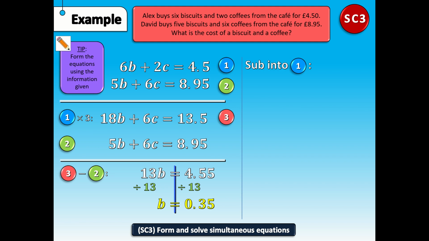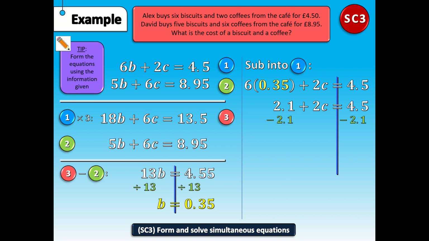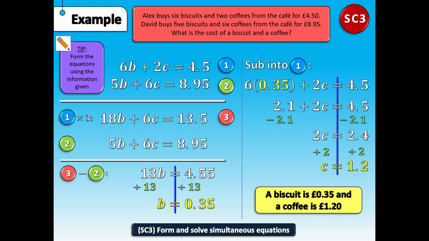I can substitute this into the first equation. So 6 times 0.35 plus 2c equals 4.5. So 6 times 0.35 is 2.1 plus 2c equals 4.5. Take off 2.1 from both sides and then divide both sides by 2. So c equals 1.2. So that means a coffee costs £1.20. So a biscuit is 35p and a coffee is £1.20.